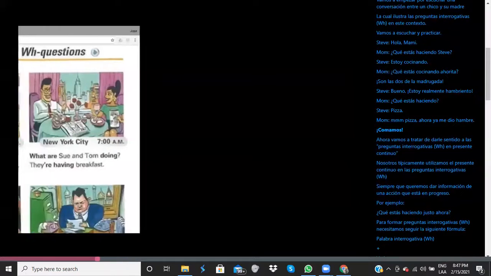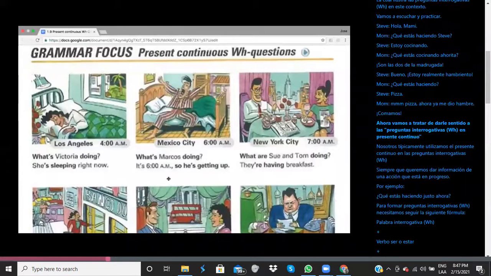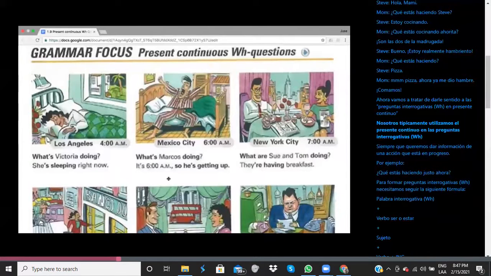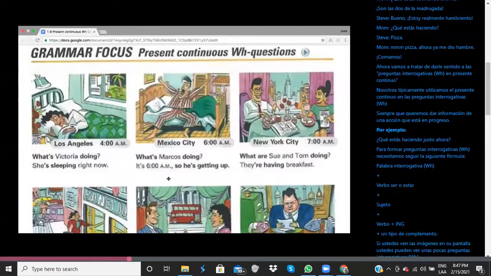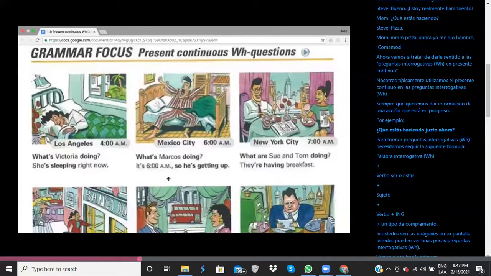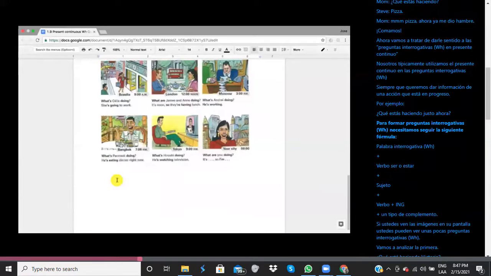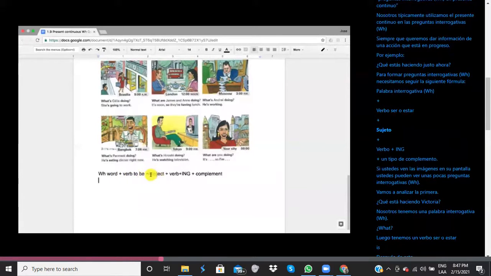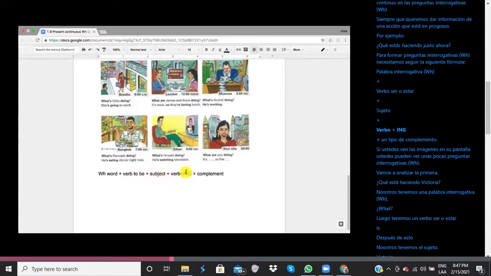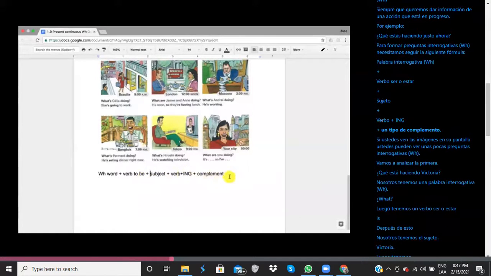Let's eat. Now, let's try to make sense of present continuous WH questions. We will typically use present continuous WH questions whenever we want to get information from an action that is in progress. For example, what are you doing right now? To form WH questions, we need to follow this formula. WH word plus verb to be plus subject plus the verb plus ing plus some kind of complement.